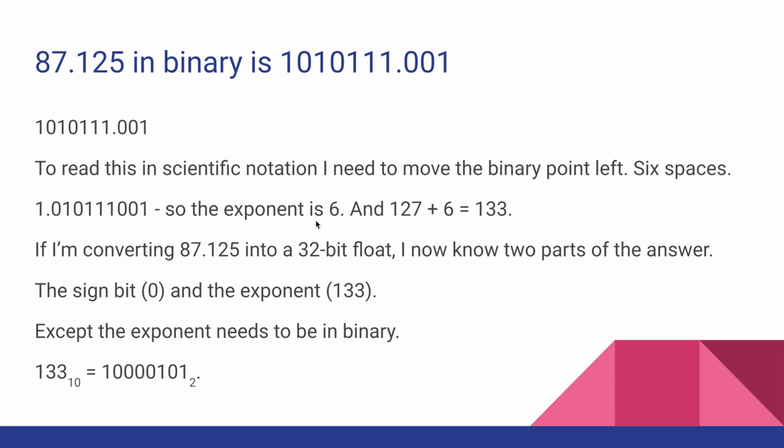So now if I'm converting 87.125 into a 32-bit binary float, I know 2 parts of the answer. The sign bit, 0, because it's positive, and the exponent, 133. Except the exponent needs to be expressed in binary, obviously, because I'm dealing with binary numbers. So 133 in decimal reads as 10000101 in binary. So I've got the first 2 parts of my floating point number sorted. The sign bit and the exponent.